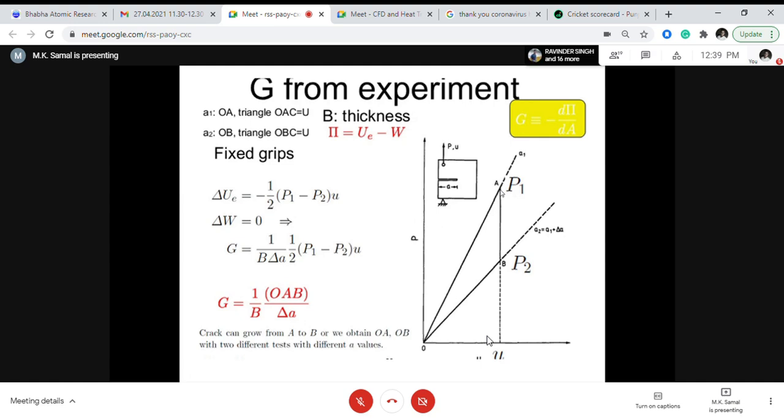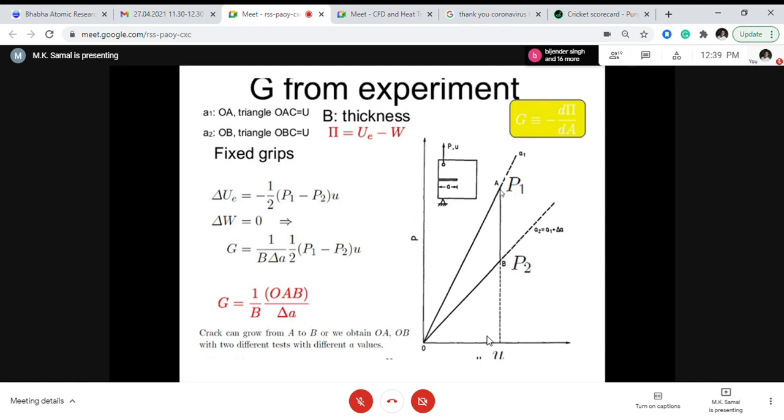How much change in strain energy is there? Strain energy is nothing but half sigma into epsilon, that is, half sigma into E. So the difference is the area OAB. And how much work is being done during the process of crack growth? During crack growth, there is no change in displacement.